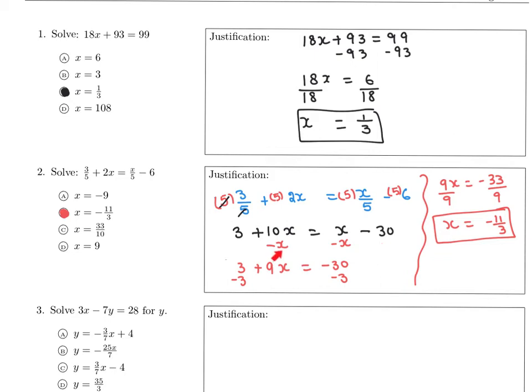Now I'm going to subtract x on both sides. I get 3 plus 9x equals negative 30. Subtract 3 on both sides, you get 9x equals negative 33. Then divide by 9, you get x equals negative 11 over 3.